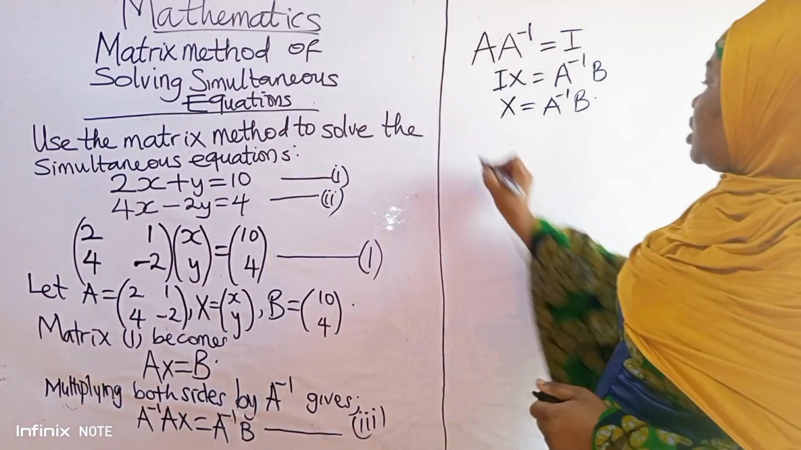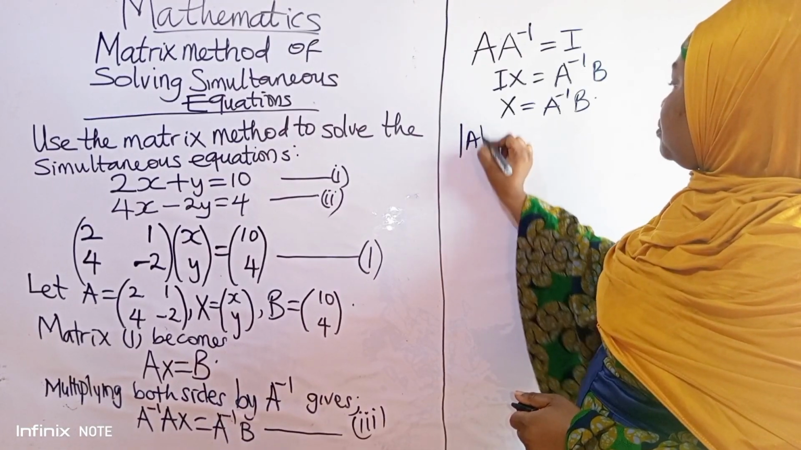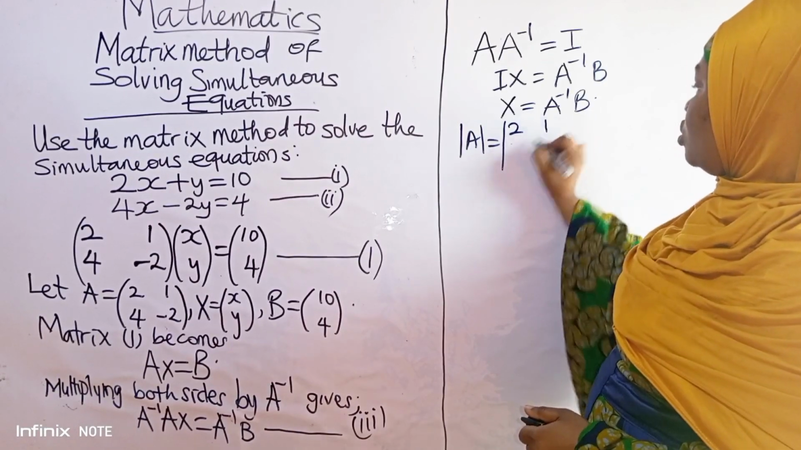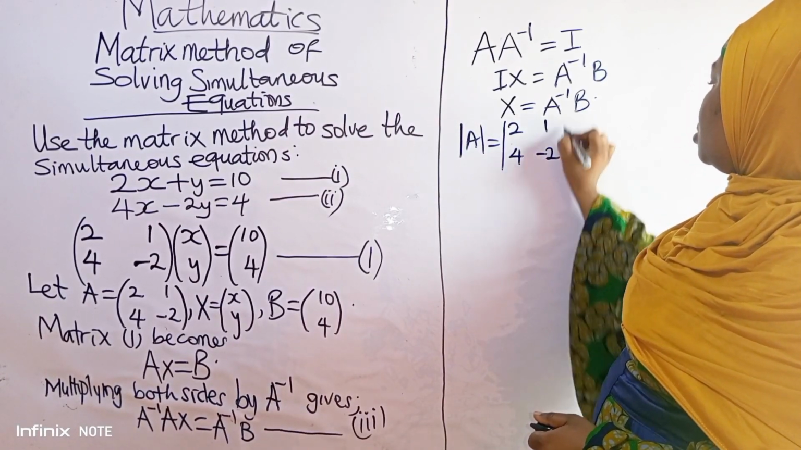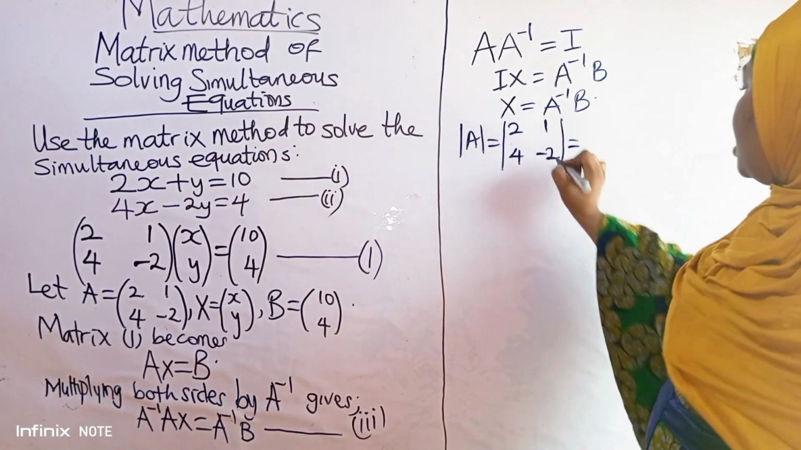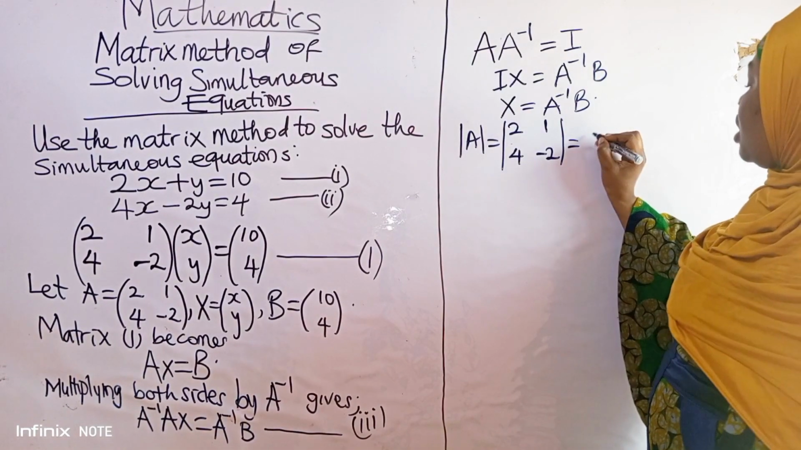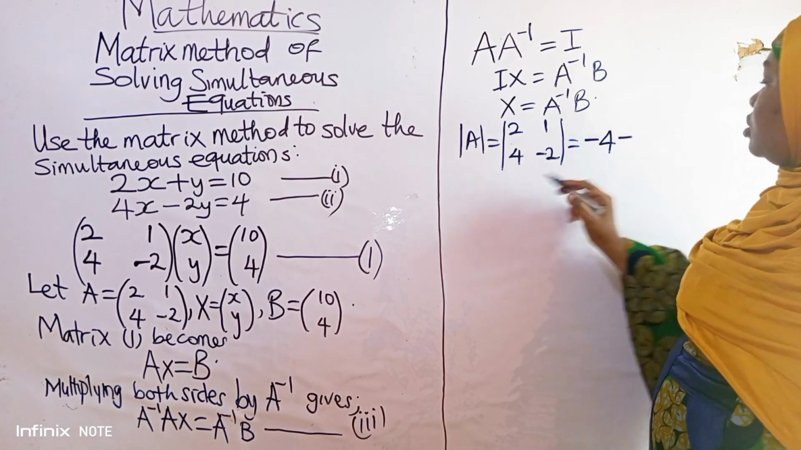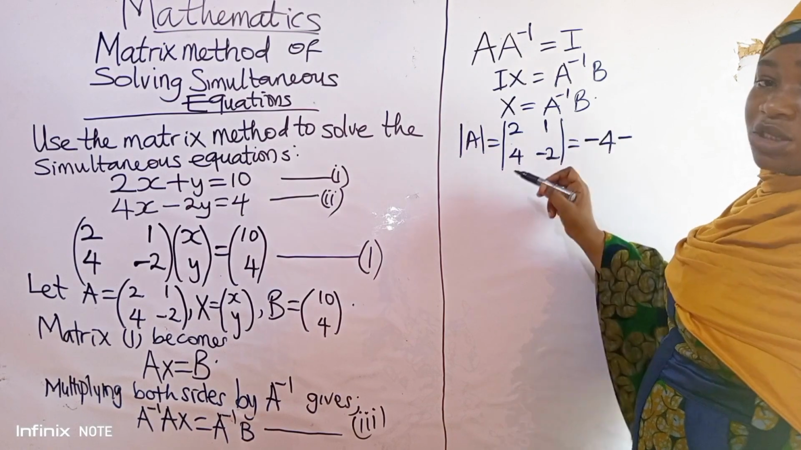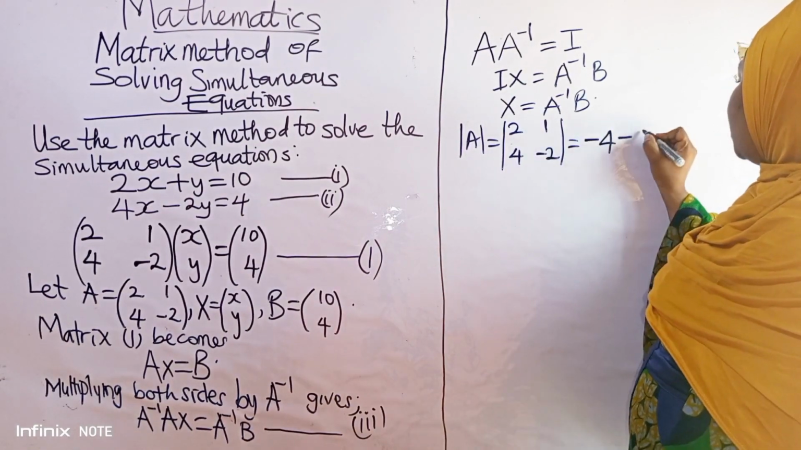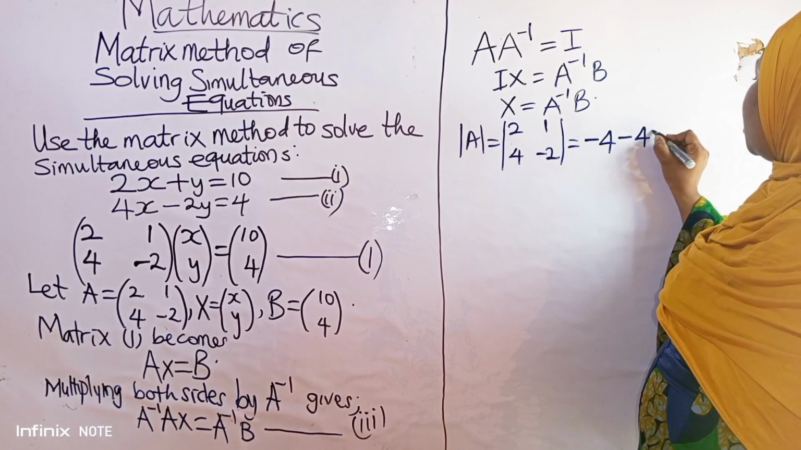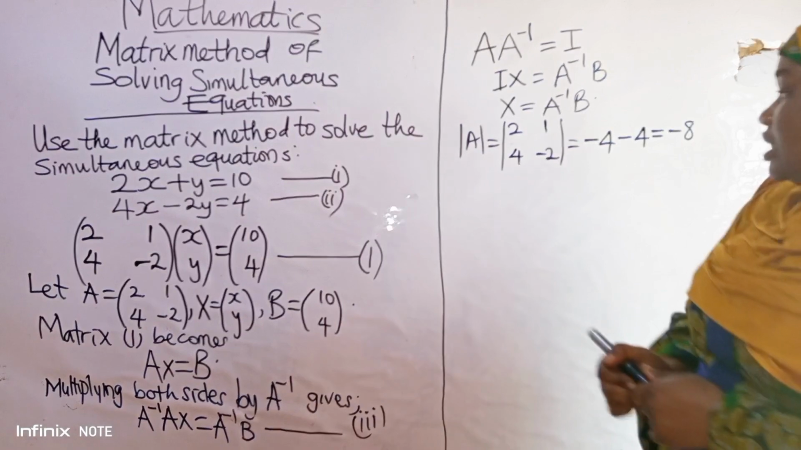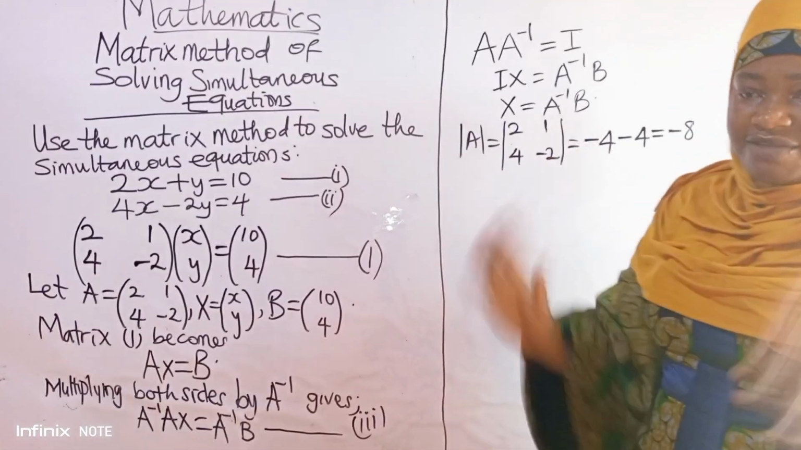So here now, the determinant of A is equal to the determinant of 2, 1, 4, minus 2. You multiply the elements in the leading diagonal together, so we have 2 multiplied by minus 2, which gives me minus 4, minus the elements in the second diagonal, which is 4 multiplied by 1, and that is 4. So the determinant of A is equal to minus 8. That means this matrix A has an inverse.